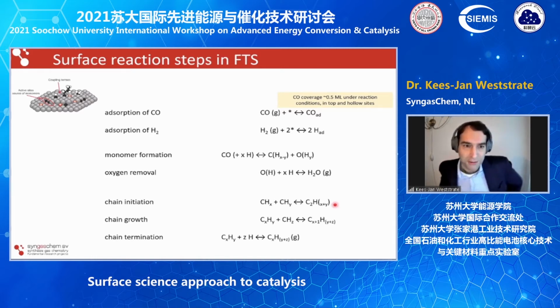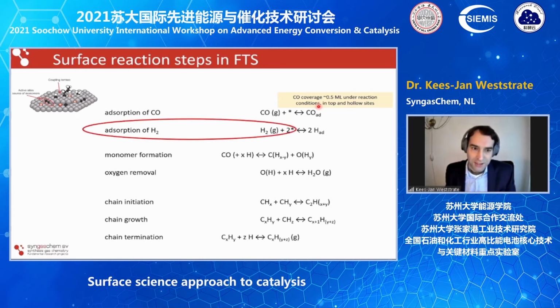So we go back to our overview of all the reaction steps that take place during Fischer-Tropsch synthesis, and we've learned something about CO, which is that the CO coverage under reaction conditions would be half a monolayer, so one CO molecule for every 2 cobalt surface atoms. And under reaction conditions, the CO will sit on top of the cobalt surface atoms, but some of them will also sit in between 3 cobalt surface atoms.